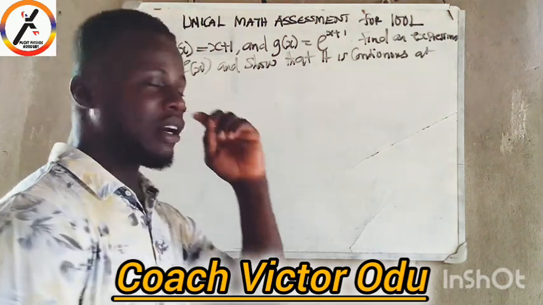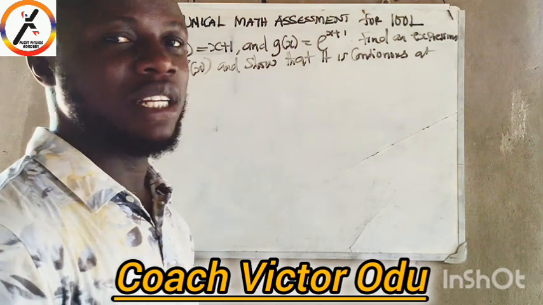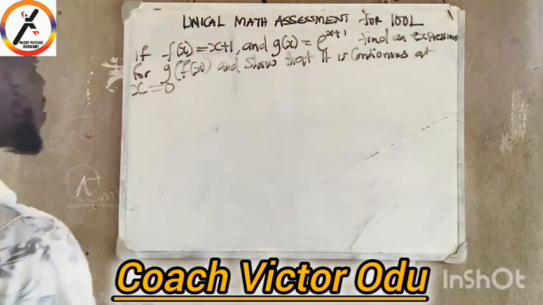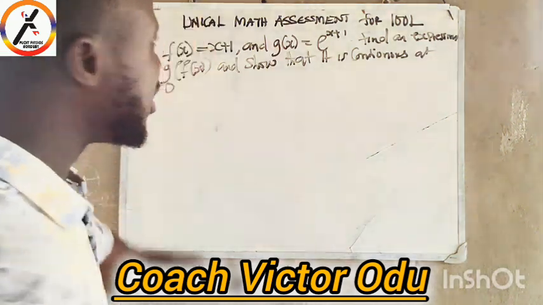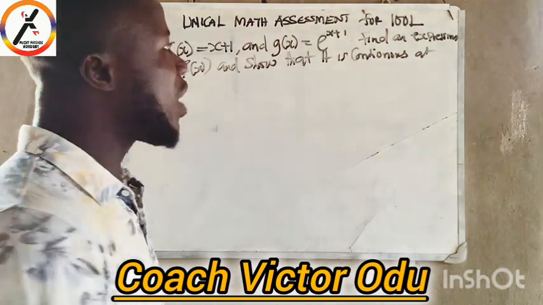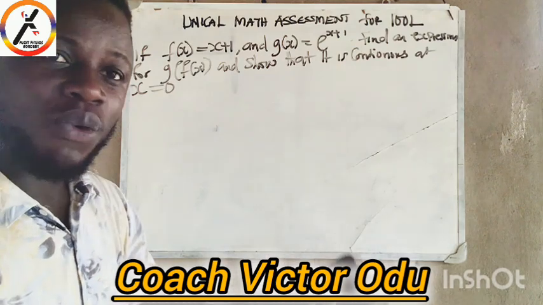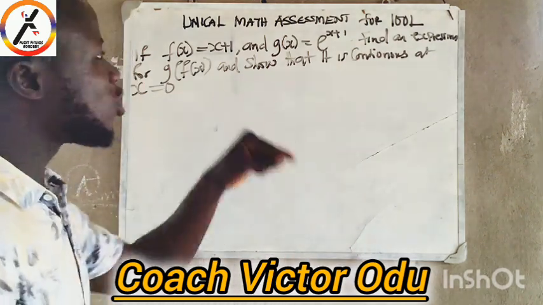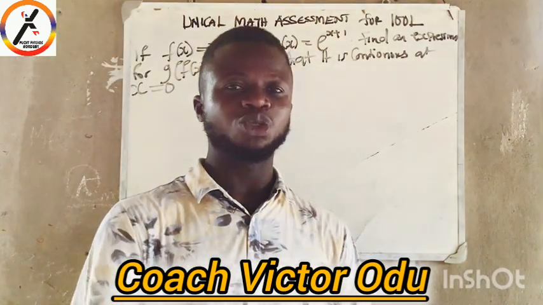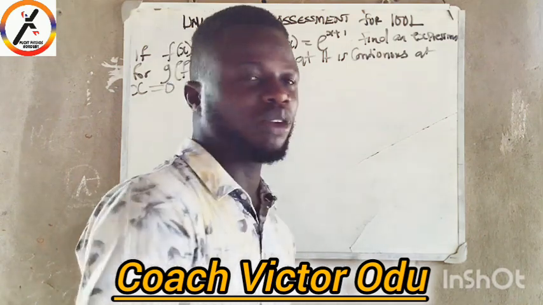So this is a UNICAL Math Assessment question for 100 level students, given to weigh their understanding in mathematics, and it's among what I'm taking my students on. The question says, if f of x is equal to x plus 1 and g of x is equal to exponential x plus 1, find an expression for g of f of x and show that it is continuous at x equal to 0. I think this is the part that may shake you a little bit, when it says to show it is continuous. So let us solve it.